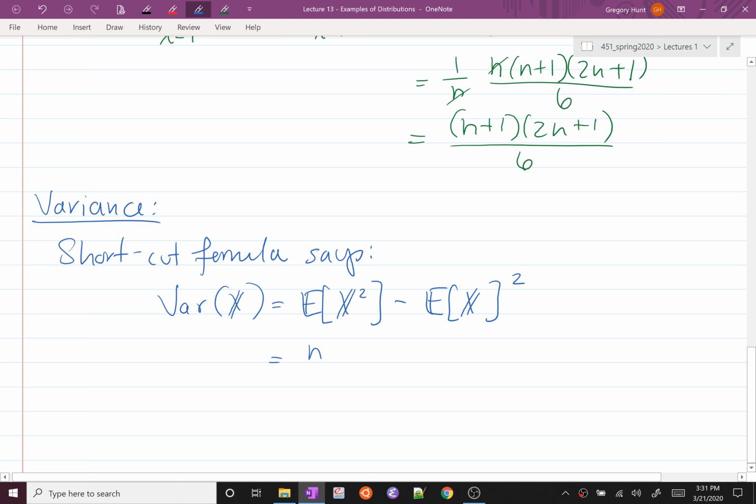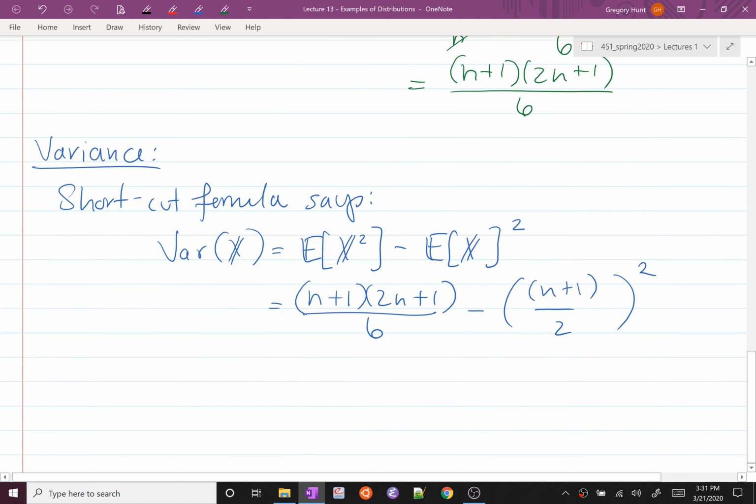But we have both of these at this point. The first one is (n+1)(2n+1)/6. And for the second one, we know the expected value is (n+1)/2, and we square the whole thing. From there, it's some algebra, so I'm going to leave those steps to you. If we do the algebra, we get a nice little formula: (n+1)(n-1)/12.